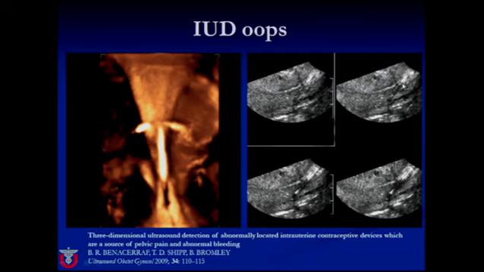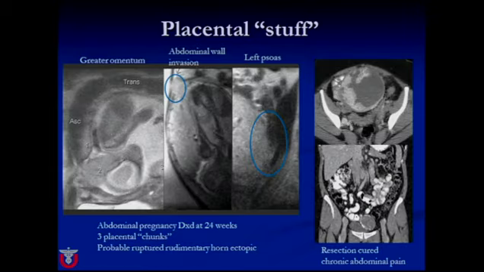Here's also using 3D, but rather than doing the surface reconstruction, you do a series of slices. Here is the endocervical canal going up into the endometrial cavity, and here is the IUD penetrating the myometrium of the posterior lip of the cervix and the posterior uterine body. So these are both potential sources of pain.